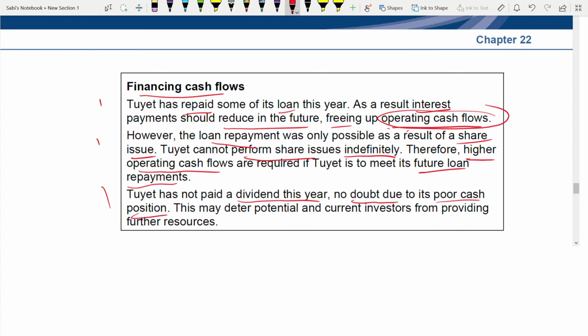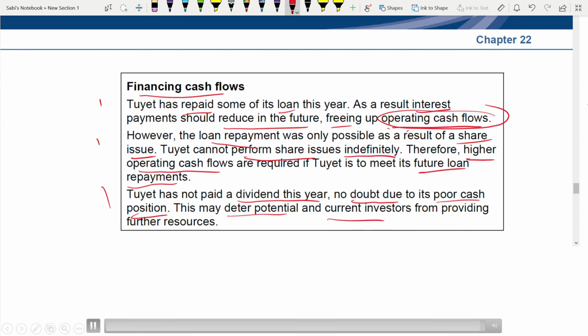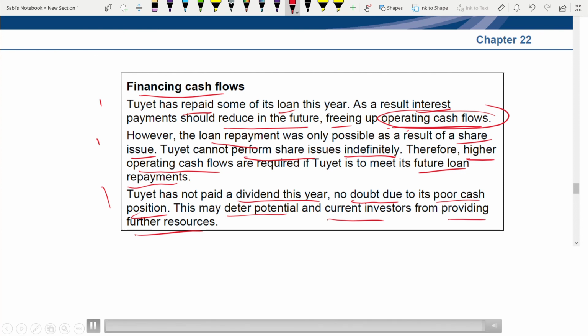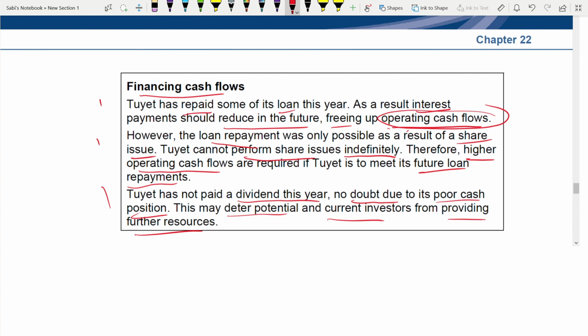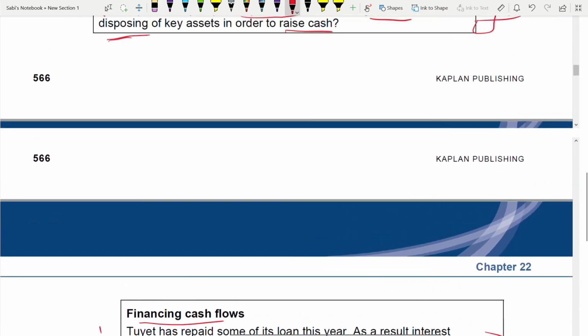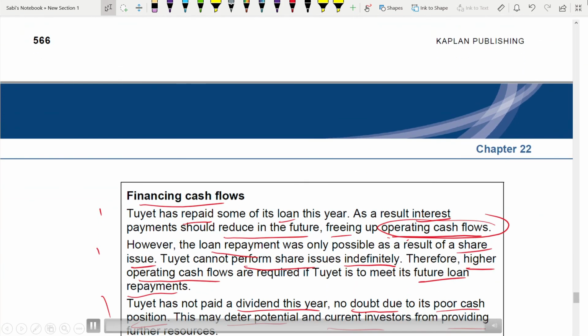So because of this, what happens? Remember the why and the impact. The impact is this will deter potential and current investors from providing further resources. No one will give you more resources. Shareholders might not want to invest there anymore because they're not receiving dividends. At the end, what matters is that shareholders should receive their dividend. If they're not getting it, why would they invest there? Understanding? So this is the overall, and you are analyzing this company. So you have analyzed. Okay, so that's it.